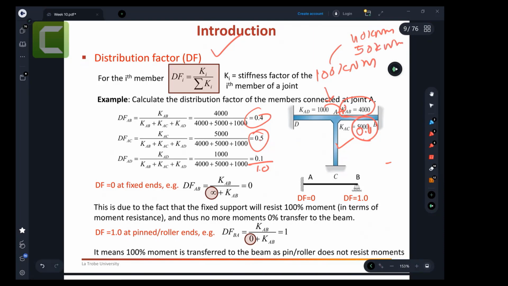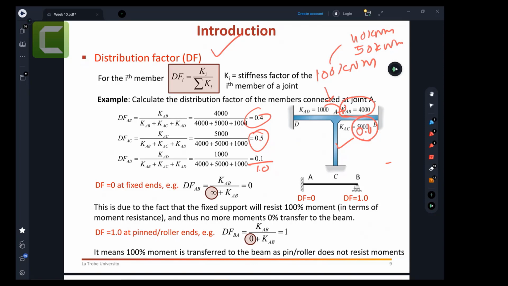I can help you, joint number A, and AC is telling joint number A not to worry about the 50 kilonewton meters. I will look after that. I have my stiffness of 5000. I will use all my stiffness and provide the resistance to that 50 kilonewtons.